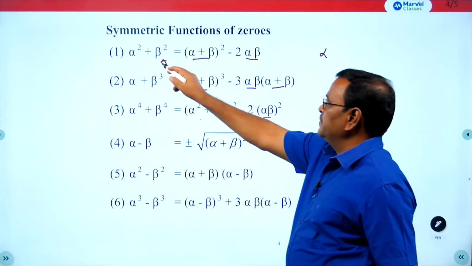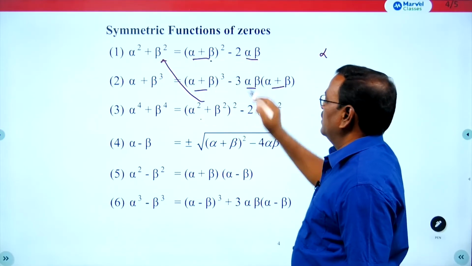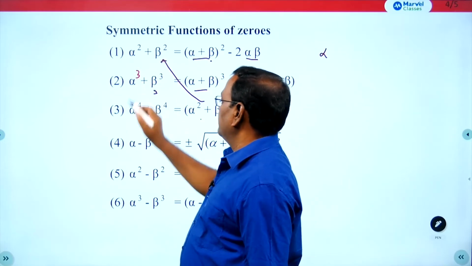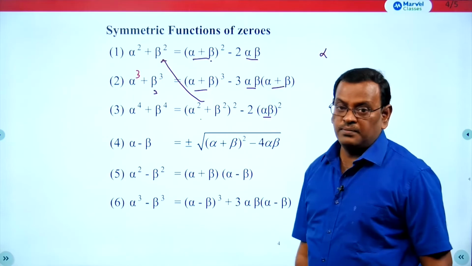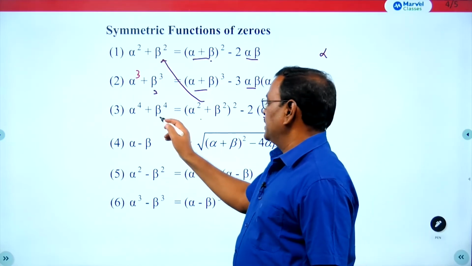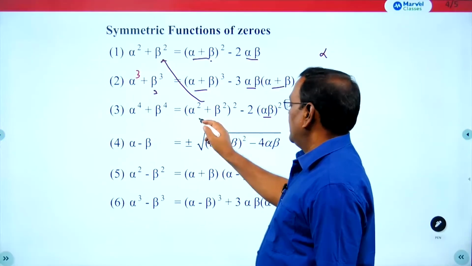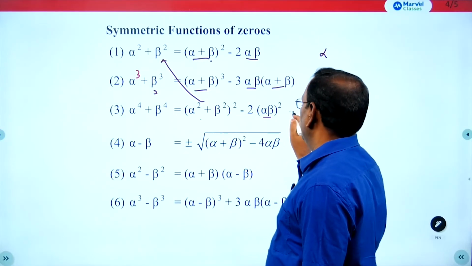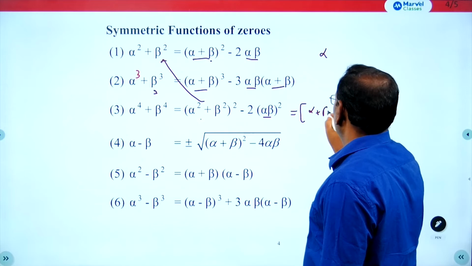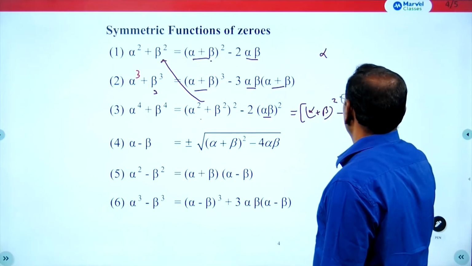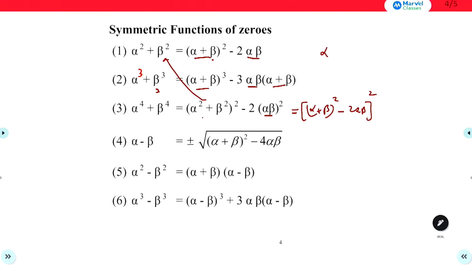So one is alpha square plus beta square equals alpha plus beta whole square minus 2 alpha beta. Alpha cube plus beta cube equals alpha plus beta whole cube minus 3 alpha beta into alpha plus beta. And alpha power 4 plus beta power 4: the fourth power depends on the second power. It equals alpha square plus beta square whole square minus 2 alpha beta whole square, where alpha square plus beta square is given by the formula above. Otherwise, find its value and substitute directly here.